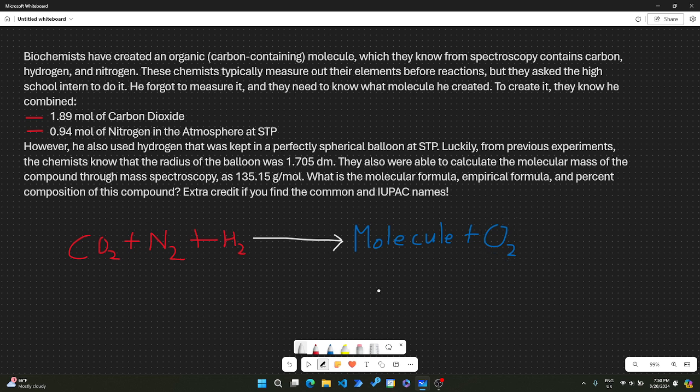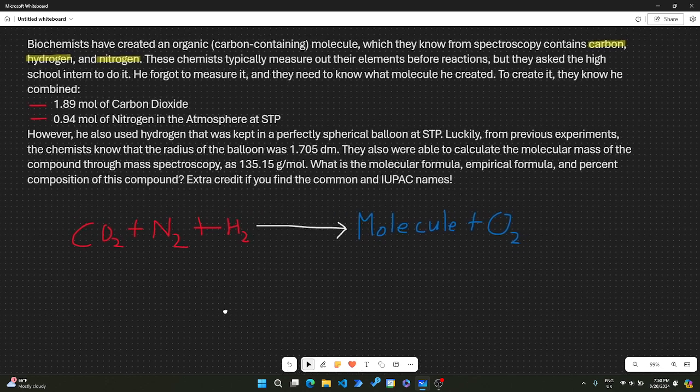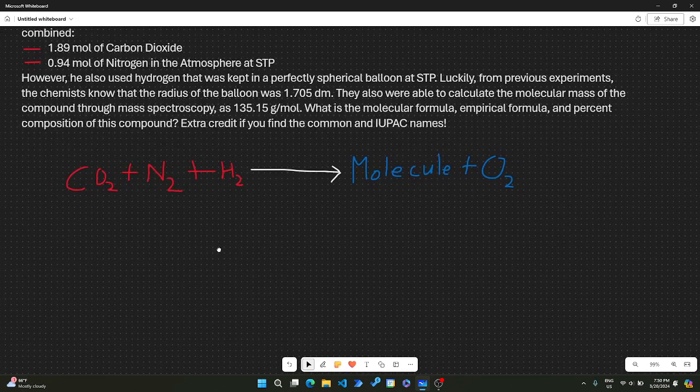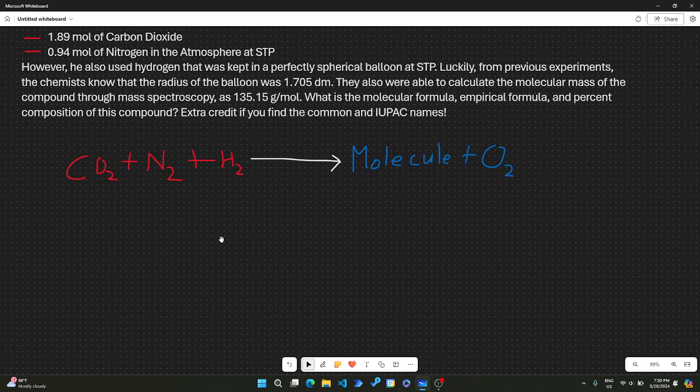Well, remember in the problem they told us right here that through spectroscopy, chemists have found out that it contains carbon, hydrogen, and nitrogen, but no oxygen. So we're going to assume that the oxygen has left in some other form, probably as oxygen in the atmosphere. So the first step for this problem is going to be to get moles of the pure elements.